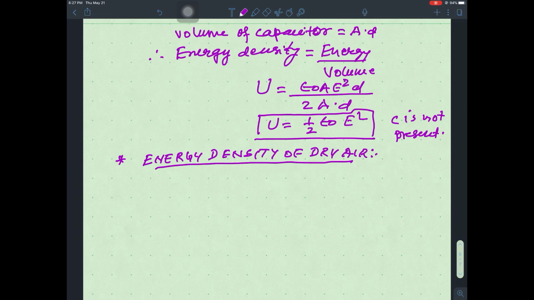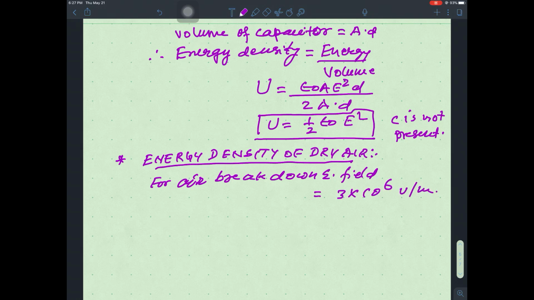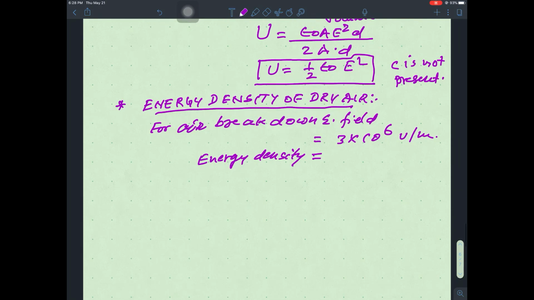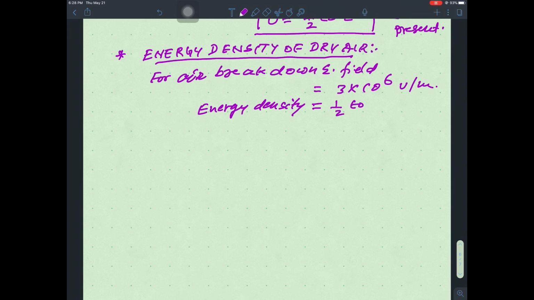For this, you should know that the breakdown electric field for air is equal to 3 into 10 to the power 6 volt per meter. This data you have to remember. After this, the air becomes conducting. So energy density is equal to 1 by 2 epsilon naught E square.